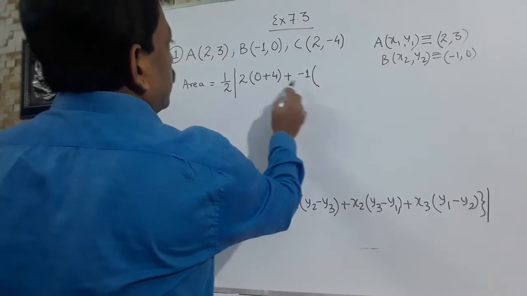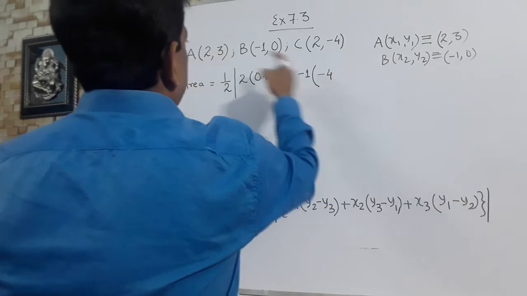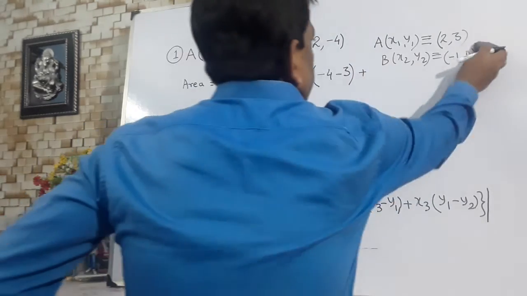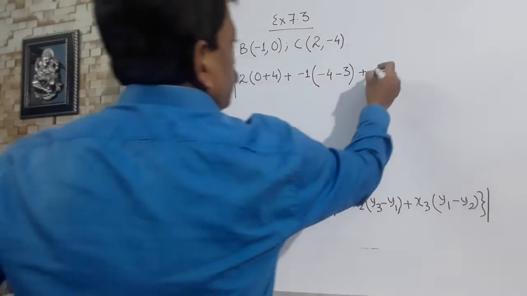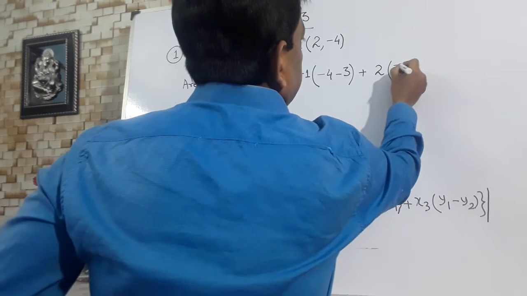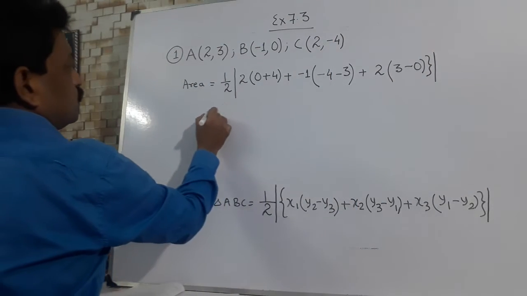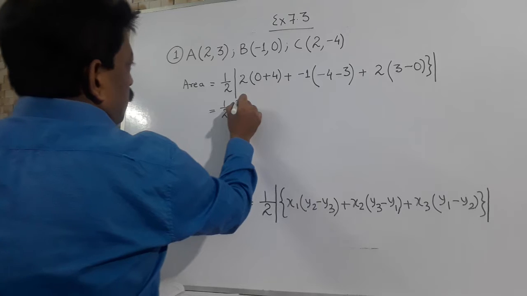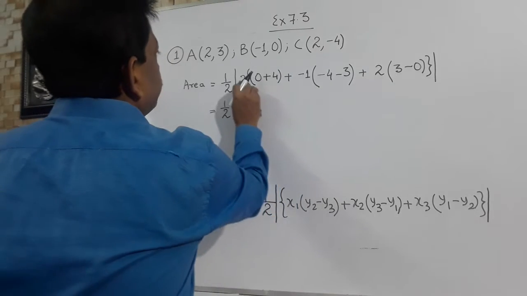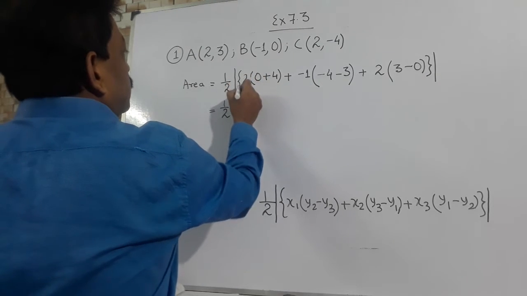So here x2 is minus 1, y3 minus y1, y3 is minus 4 and y1 is 3, that is minus 7, and x3 is 2, y1 minus y2, 3 minus 0, second bracket and modulus sign, half. Sorry, here there is a second bracket.